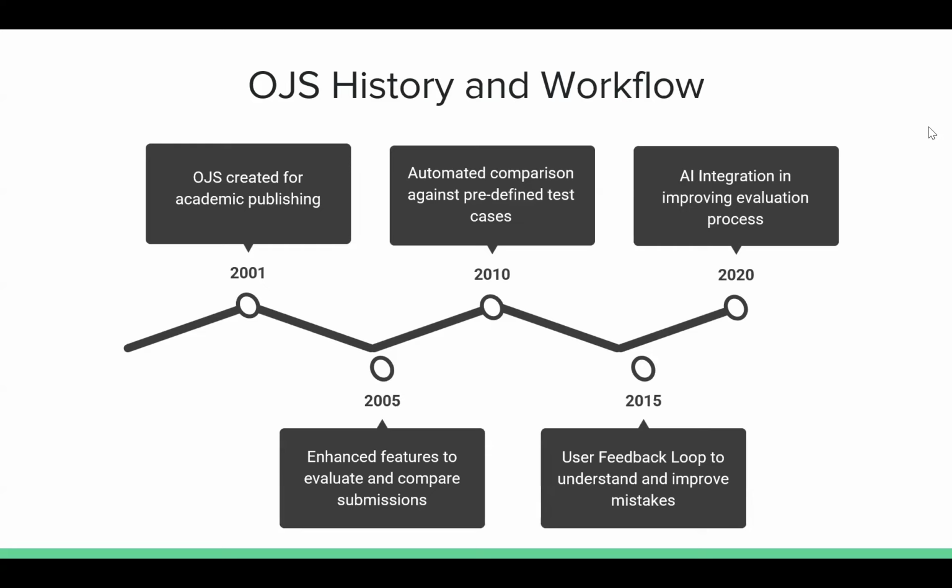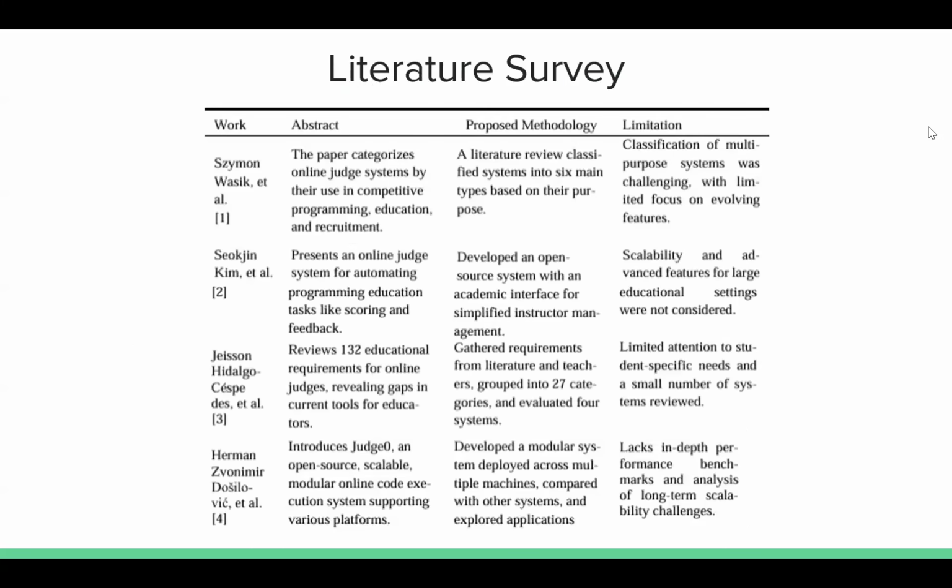In 2015, for higher accuracy and engagement, a feedback loop was introduced in OJS. This allowed the authors and the reviewers to communicate more effectively. This helped the programmers to understand mistakes and improve their solutions in real time. In 2020, AI integration was done in the OJS to analyze submission outcomes more effectively. This allowed for nuanced grading, plagiarism detection, and many more. This is the literature survey which we had done. We have reviewed around 20 to 25 research papers based on parameters like the topics it covered, the proposed methodology, the advantages, and the limitations. These are some of those papers.